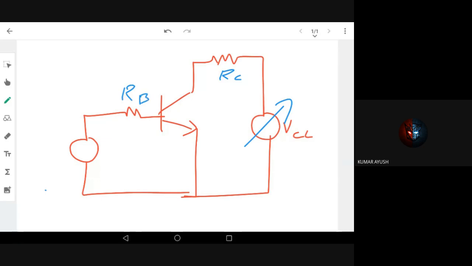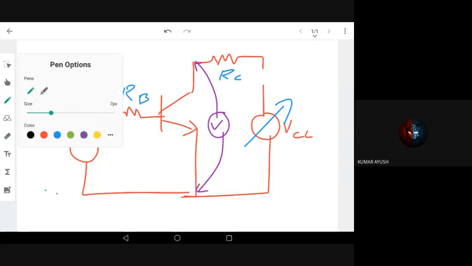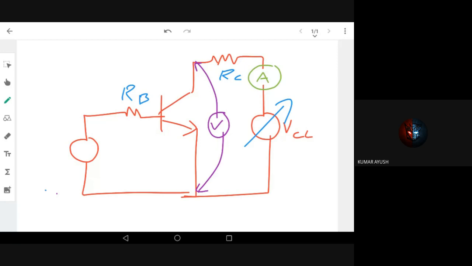Now what are we going to measure? We are going to measure the voltage. We are keeping a voltmeter across the collector and emitter of our transistor. We are also interested in measuring the collector current, so we keep an ammeter also to measure IC. This is collector, this is emitter. So we measure the voltage VCE and the current IC passing through the collector.